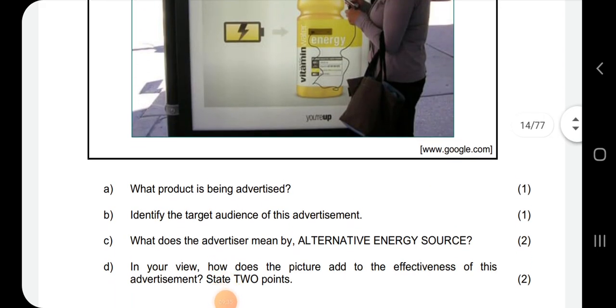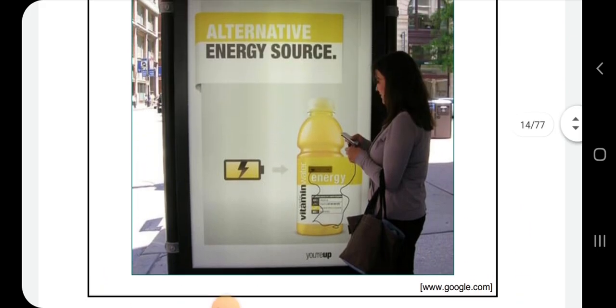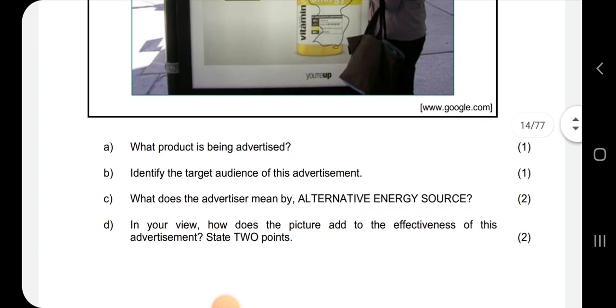So what product is being advertised is vitamin water. Okay, and then identify the target audience of this advertisement. Anyone who likes flavored water can really be a target audience, or anybody who needs energy because they're talking about energy. So it can also appeal to someone who has no energy because there's also a charger there. That can be the target audience, people who are always out of energy.